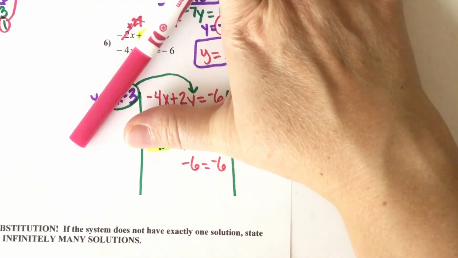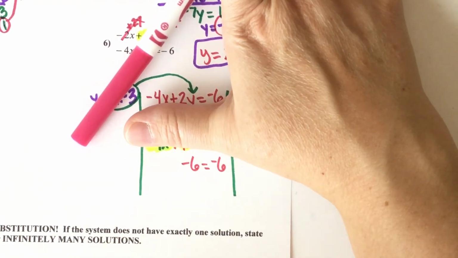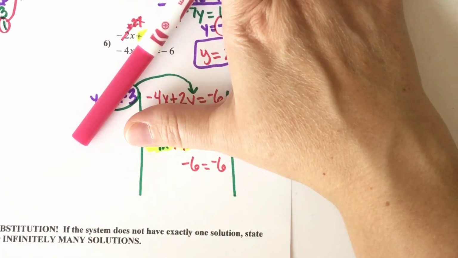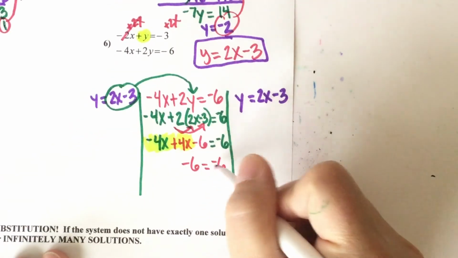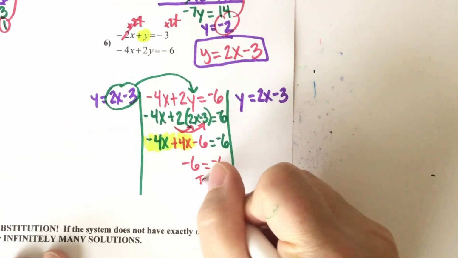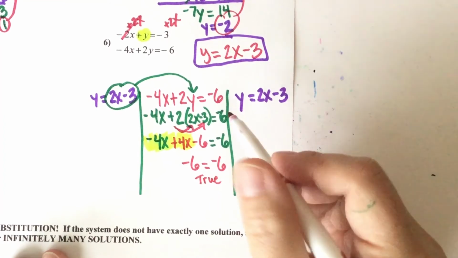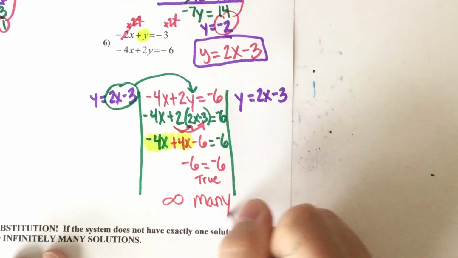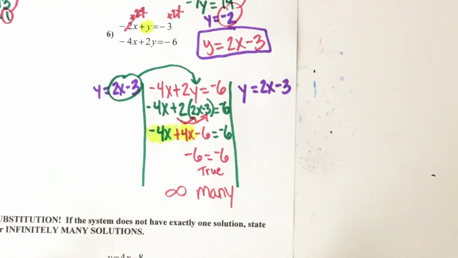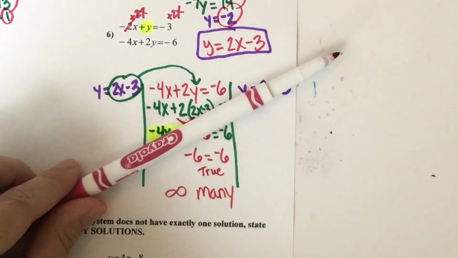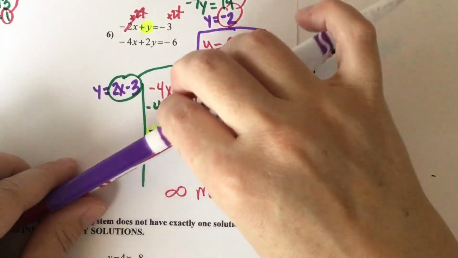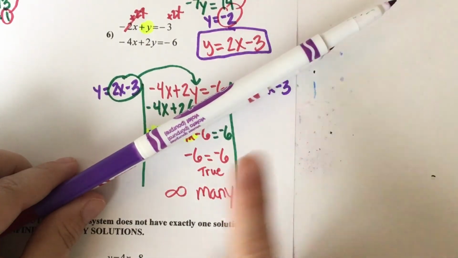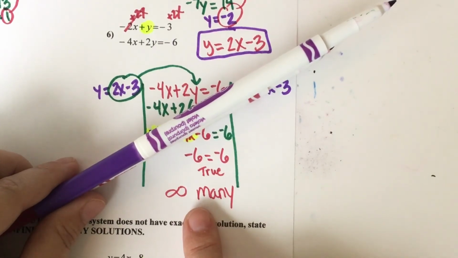Okay, when letters disappear, you either have a true statement, which is all real numbers or infinitely many, or you have a false statement, which is no solution. Is this true? Does negative 6 equal negative 6? Yes, that's true. So this is all real numbers or infinitely many. So do you remember the other day when we were solving by graphing and we had the situation where we had a line on top of another line called coinciding lines and they touched everywhere? So that is what the answer was, infinitely many.